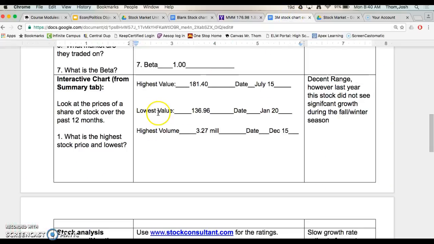And then it asks for the lowest value. You do the exact same thing there. Hover over the lowest part of the chart. That happened on January 20th, where it hit $136.96. And then it also asks for the highest volume.